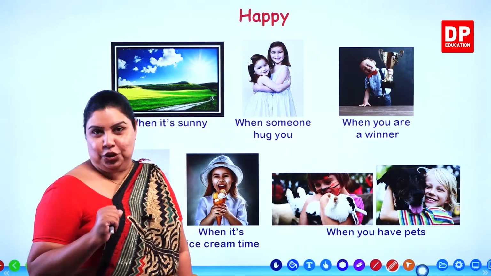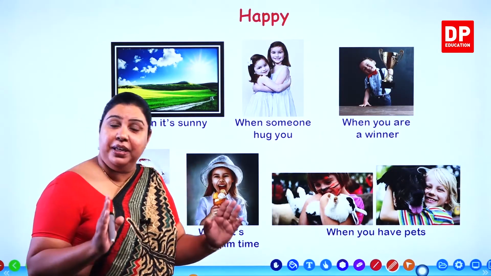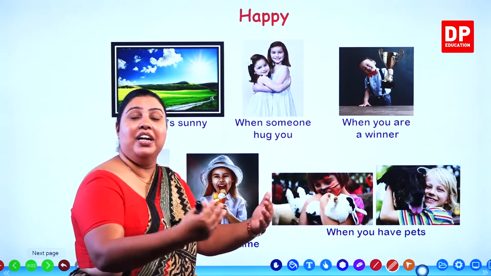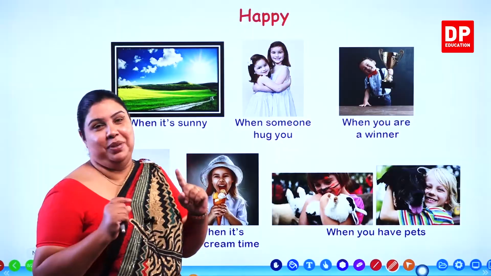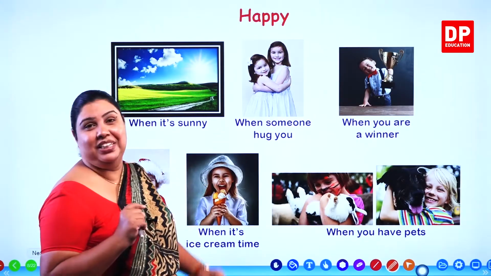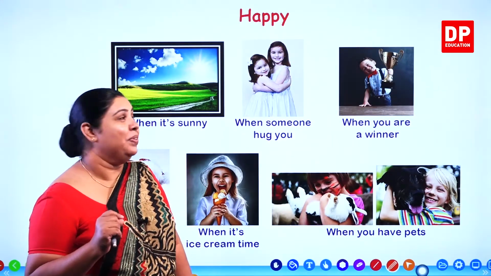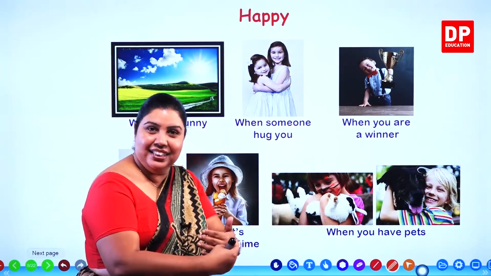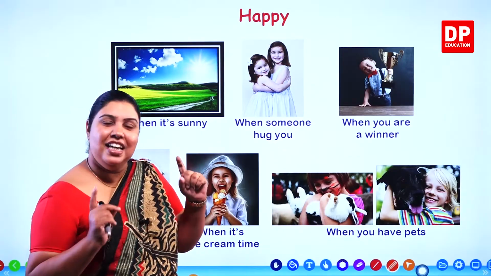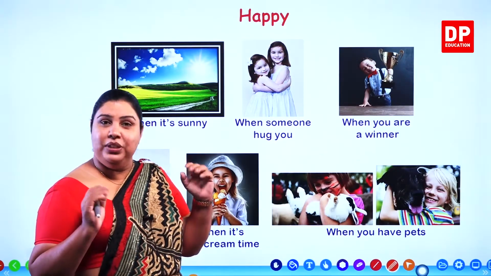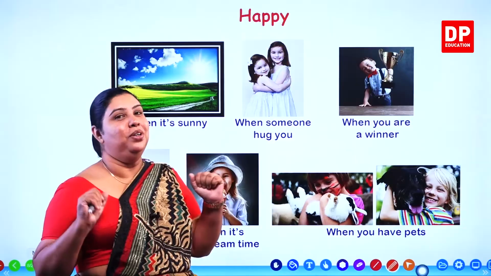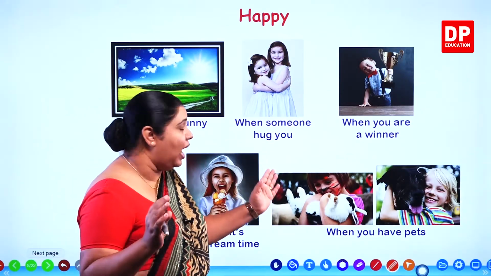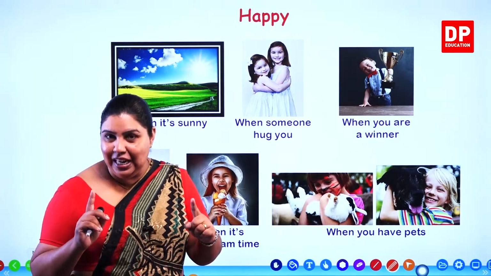So happy, being happy at times when someone hugs you, when someone loves you, you can be happy. That is what is shown in this picture. It's a beautiful picture. And these two girls, I think they are sisters. They hug each other and look at their faces. See how happy they are. Do they look sad? No, they don't look sad. So when someone hugs you, you will feel happy.